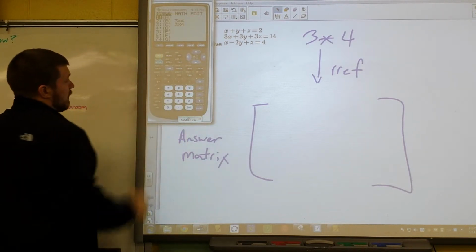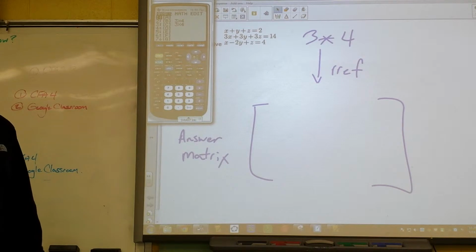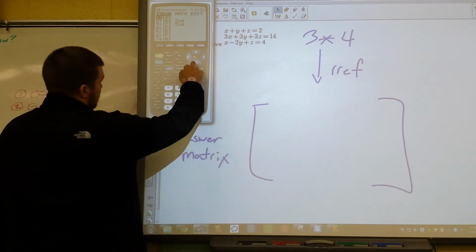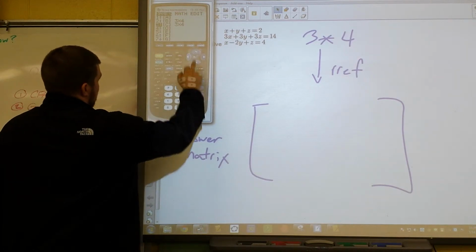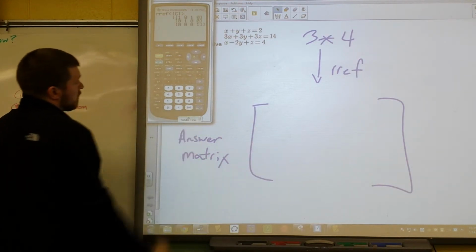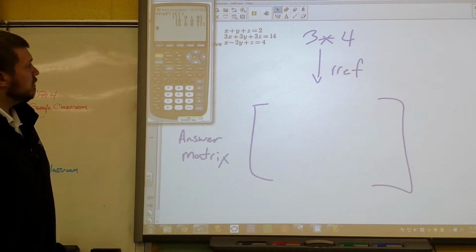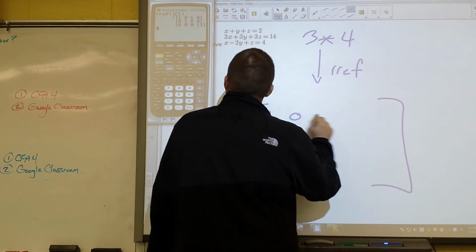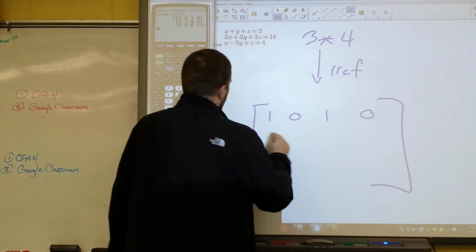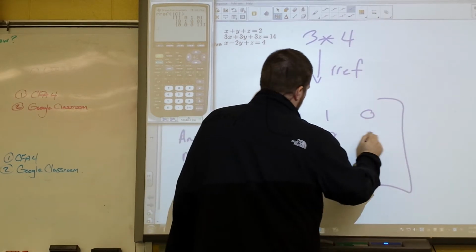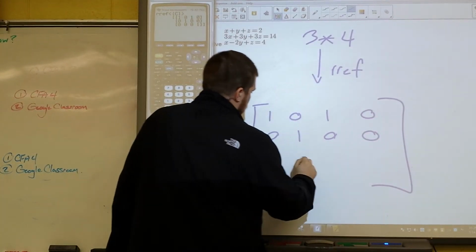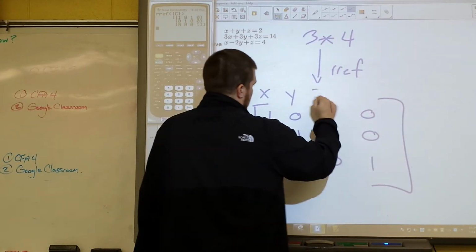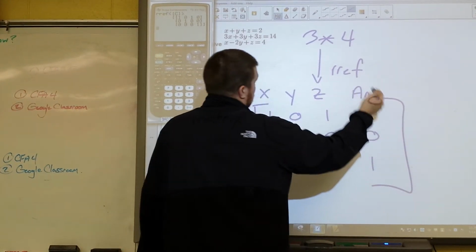So I'm in the names menu. Again, I edited matrix C. If you did any other matrix, pull that one up. As long as you typed in everything, you should get the same answer that I do. So I'm going to use matrix C because that's the one I was working with. Hit enter. And I'm going to write down my answer matrix. So I have 1, 0, 1, 0, 0, 1, 0, 0, 0, 0, 0, 1. Again, my columns were X, Y, Z, and my answers.